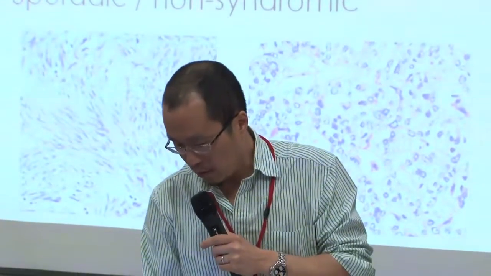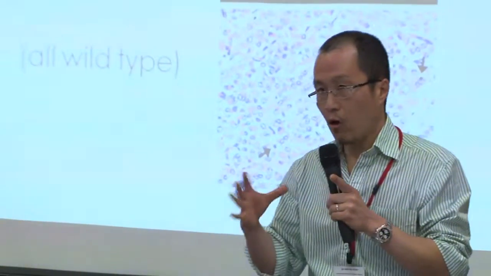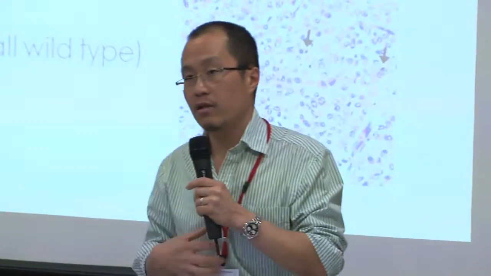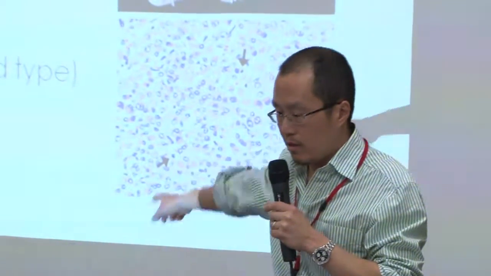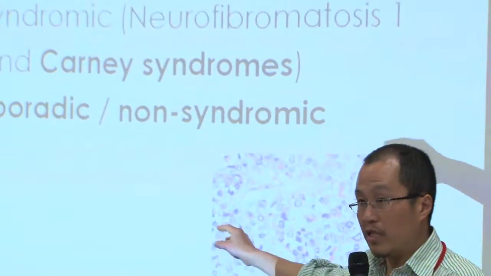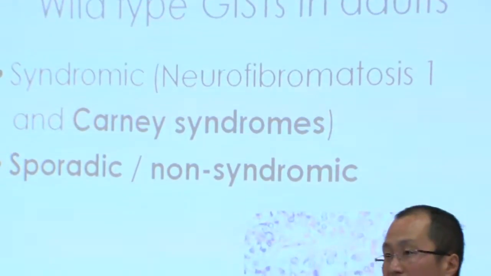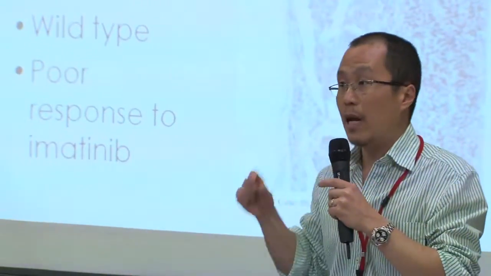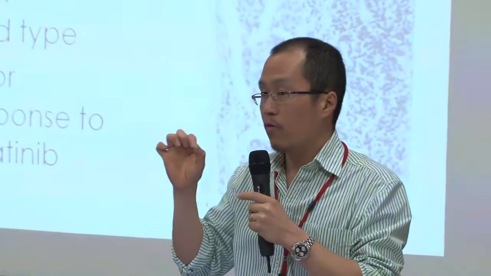But the interest has come when comparing these adult wild-type GISTs to pediatric GISTs, because we know, having studied cohorts of pediatric GISTs, despite being rare, that most pediatric GISTs arise in the stomach. Most of them have this epithelioid appearance. And if you look at certain groups of these adult wild-type GISTs, particularly the Carney ones and these non-syndromic GISTs, well, the clinical features almost overlap. So they tend to occur in the stomach, they tend to be epithelioid, round cell. Interestingly, they tend to spread to lymph nodes, which is very unusual for mutated GISTs.